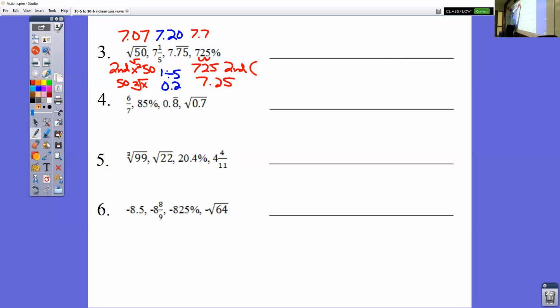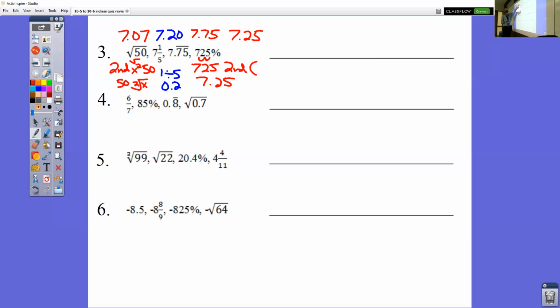7.75, I could just leave it as 7.75. And then 725%, type that into the calculator, you get 7.25, or you could move the decimal point 2 places to the right and get 7.25. So those are the numbers that we have.